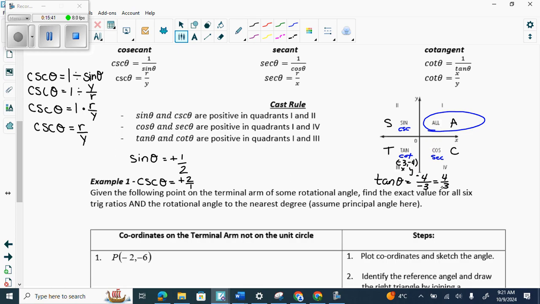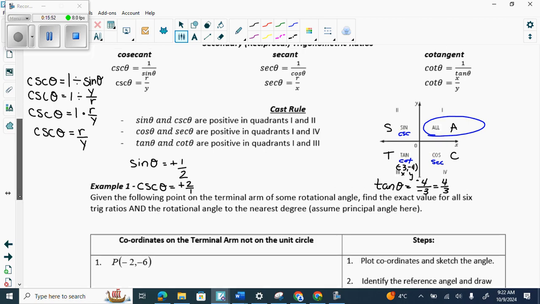Here, the only trig ratios that would come out positive would be cos and secant, sine and cosecant, and everything's positive here because the coordinates here are all positive, right? They'd be positive, positive. All right, let's show that in actual math.